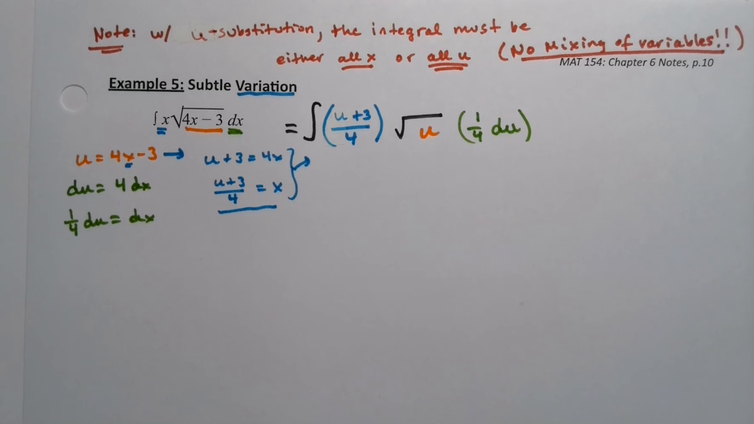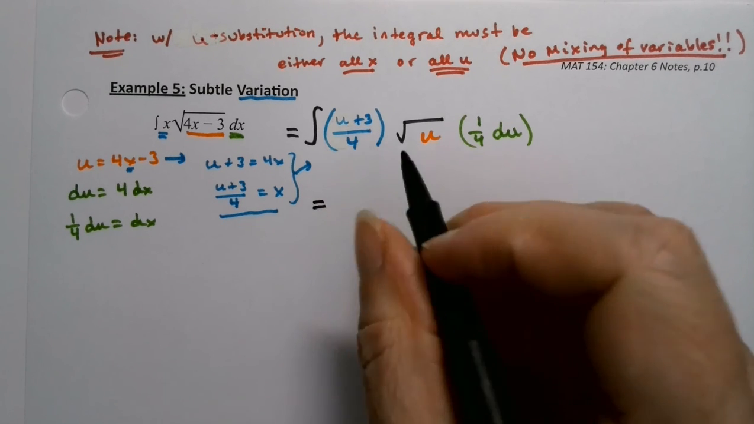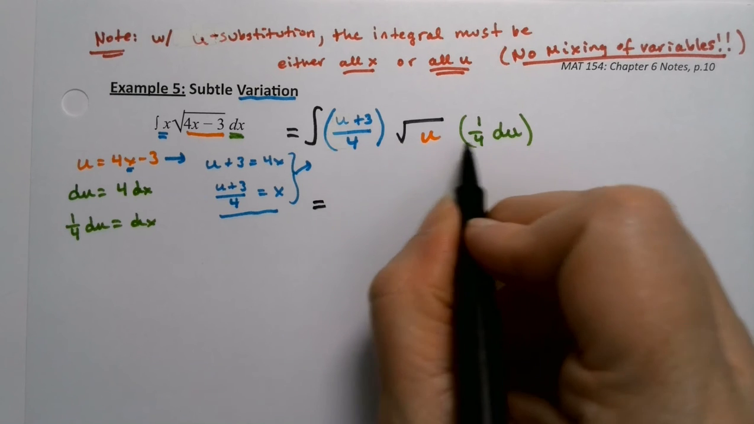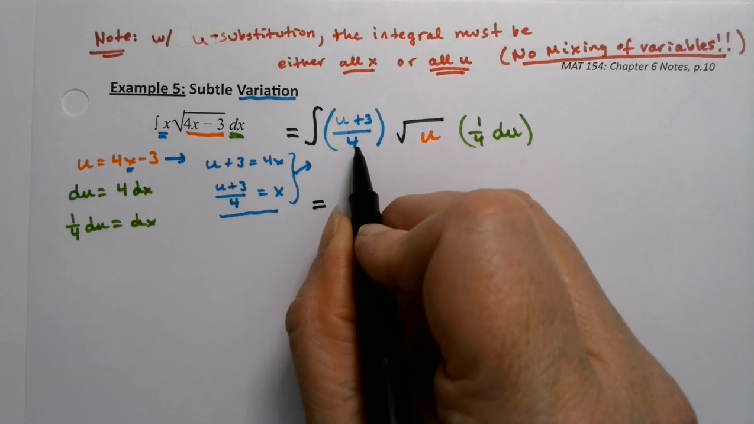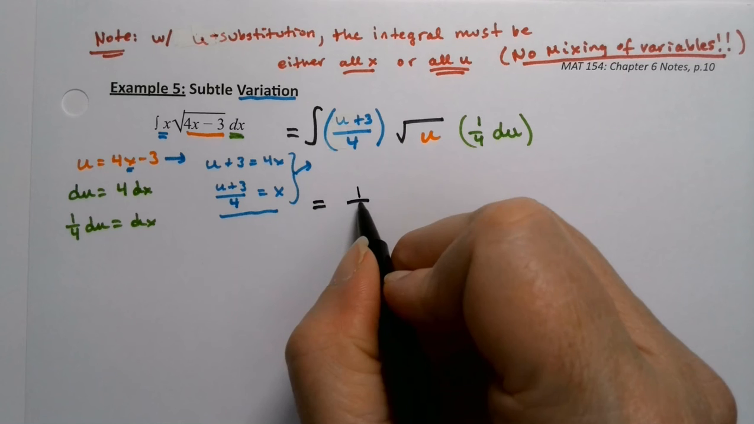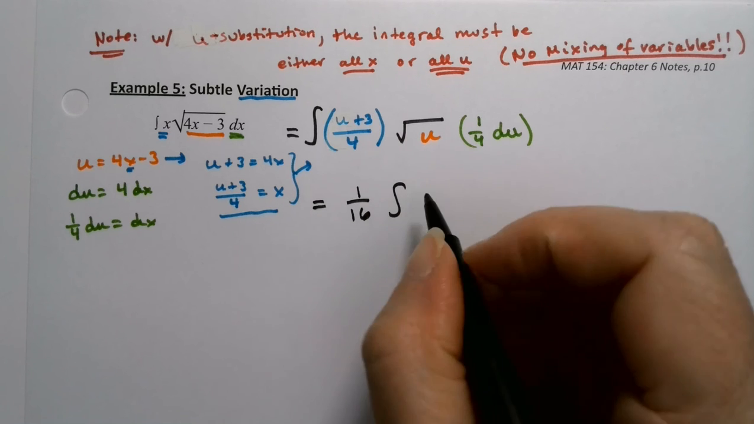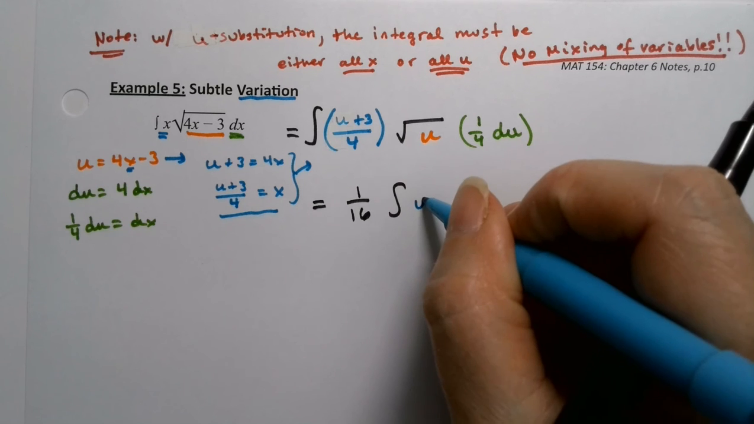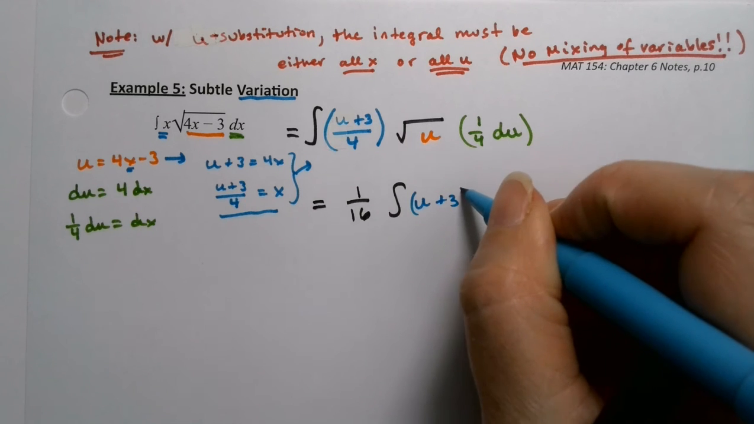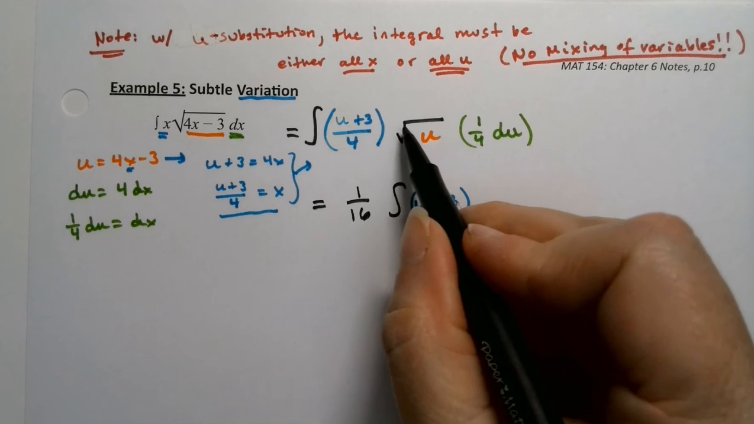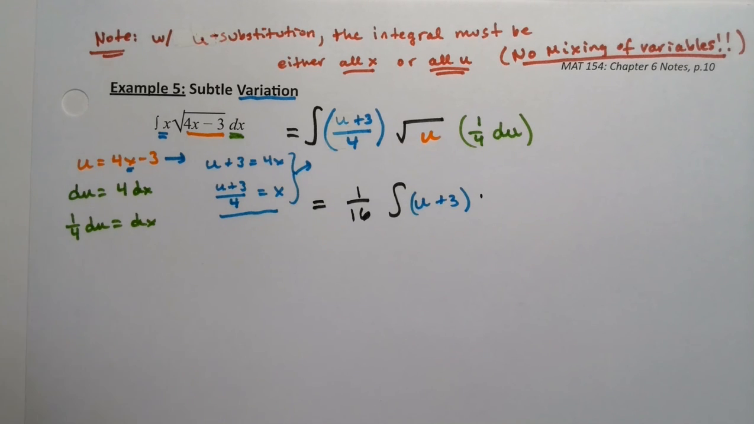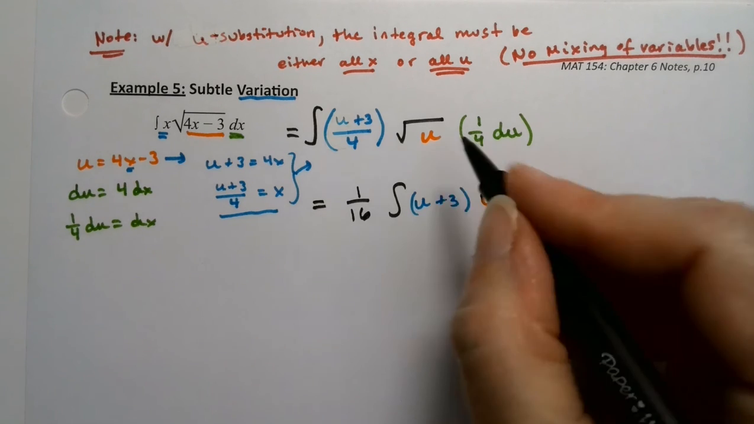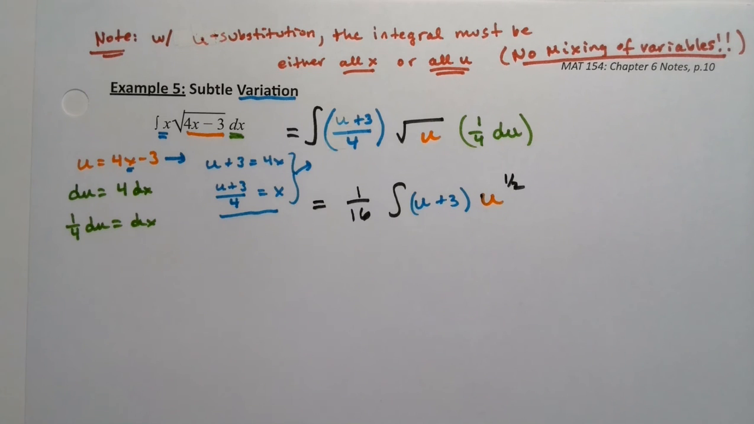Okay, so I need to do this. Let's think. All right, so I've got a 4 and a 4, and they're both in the denominator. So that's really 1/16. I'm just going to put that out in front and get it out of the way. And then I have a u plus 3 right here times a u to the 1/2 power du.